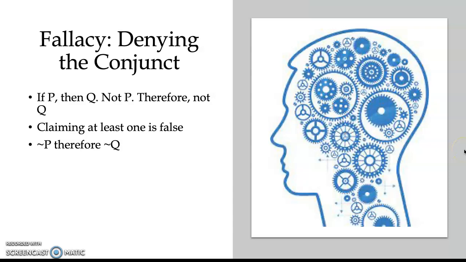So the fallacy that I decided to go with was denying the conjunct. In general terms, if P, then Q, not P, therefore not Q. This fallacy claims that at least one of them is false, but they can also be true. So not P, therefore not Q. Pretty much the way this works is if X, then Y, X is not true, therefore Y is also not true. Kind of like that P and Q thing, but interchanging X and Y.